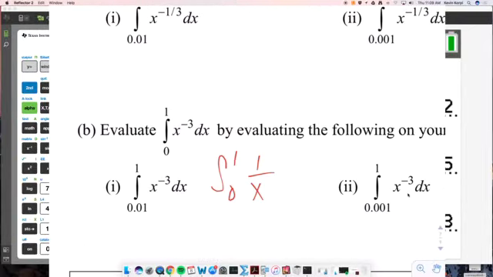0 to 1, 1 over x cubed dx. If we were going from 1 to infinity, 1 over x cubed, the p-series would what? Converge or diverge? It would converge to 1 over 3 minus 1 if it went from 1 to infinity, right? But it's going from 0 to 1. 0 is another vertical asymptote.